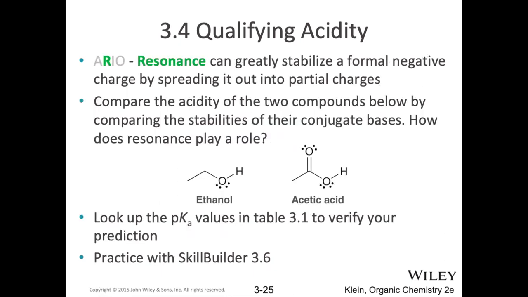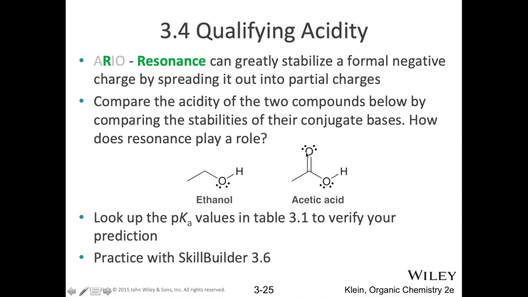Okay, now let's say the proton you're plucking off is on the same type of atom for both molecules you're comparing. So here we have ethanol and acetic acid. In both cases, our acidic proton is attached to an oxygen. So the A in ARIO doesn't really help us. Okay, so the next thing we look at is resonance. Is that negative charge going to be resonance stabilized? In the case of ethanol, it is not. There's no place for that negative charge to be shifted through resonance.